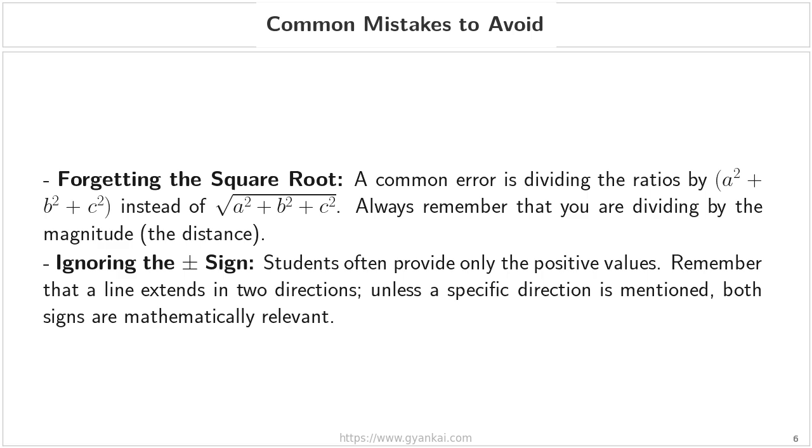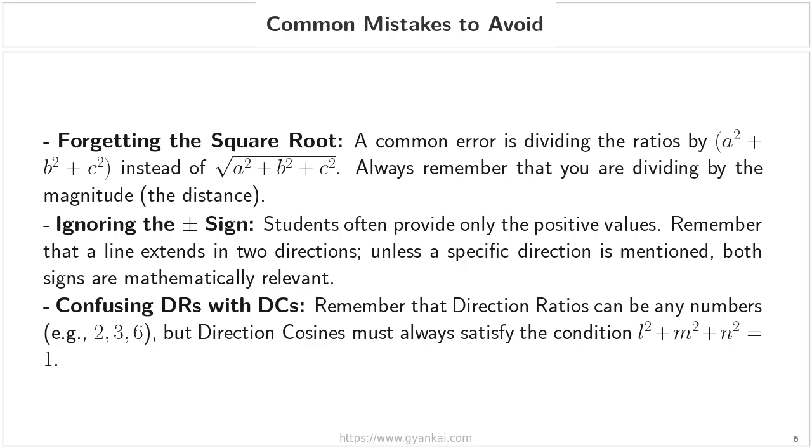Second, be careful about ignoring the plus-minus sign. It is very tempting to just provide the positive values, but remember, a line extends in 2 opposite directions. Unless the problem specifically tells you to consider only one direction, both the positive and negative sets are mathematically relevant. As we saw in our derivation, the constant k can be either positive or negative.